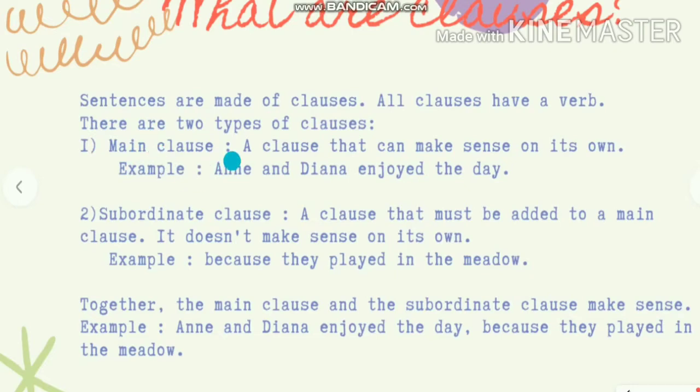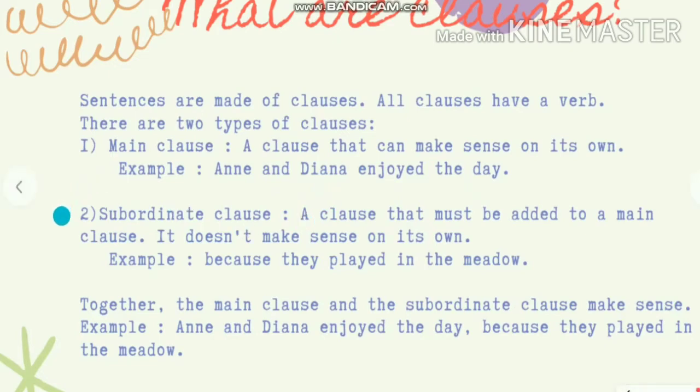A main clause is a clause that can make sense on its own because it can stand by itself. For example, Anne and Diana enjoyed the day. Do you understand this clause? Yes. Does it make sense to you? Yes.